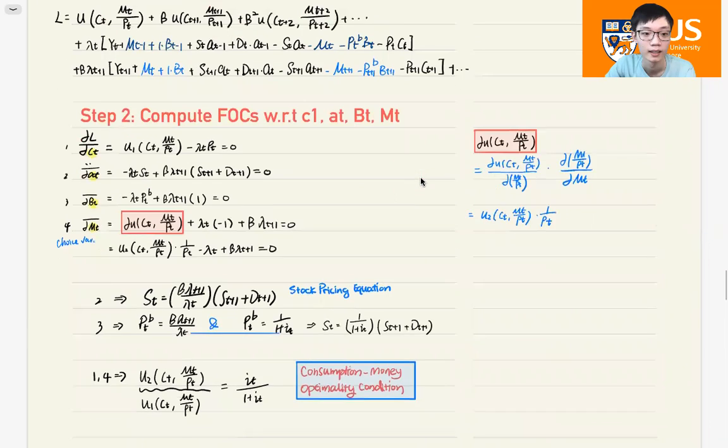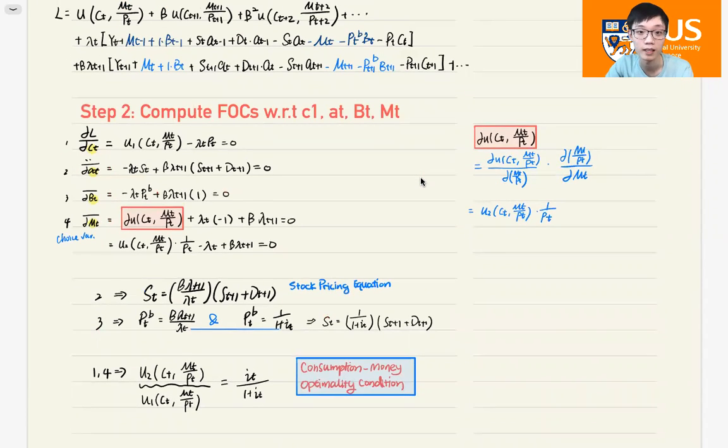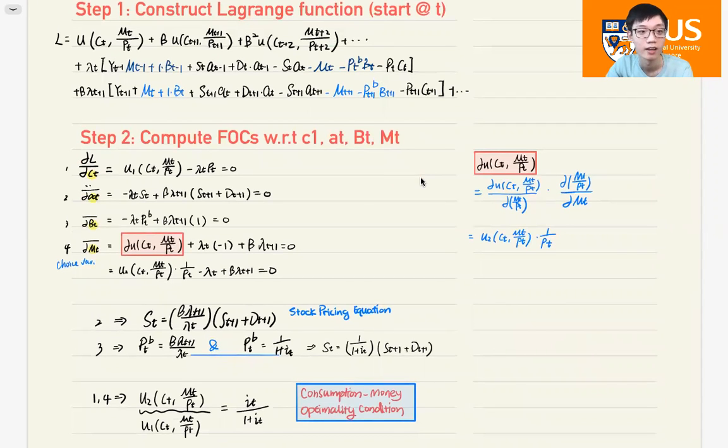Next, we're going to compute first order conditions with respect to C_t, A_t, B_t, and M_t. Why do we take derivatives with respect to those? The key thing here is those are all choice variables. What this means is that these are the things you can control. What you cannot control, for example, is the dividends the company is going to pay you. You cannot control the stock price. You don't know the stock price. So we only derive with respect to the things we can control.